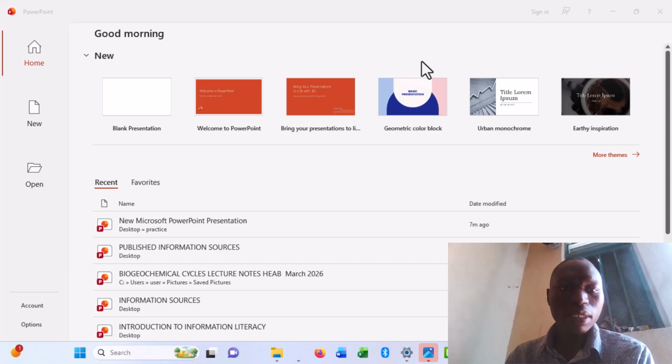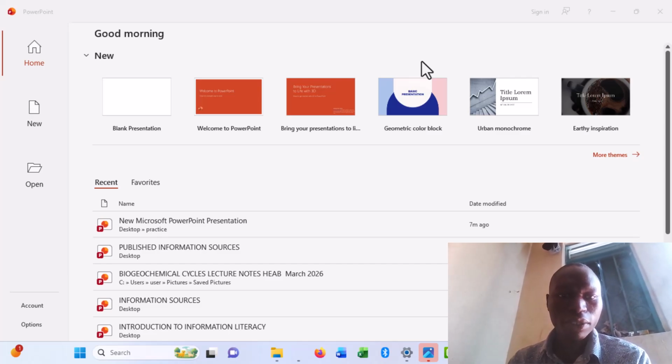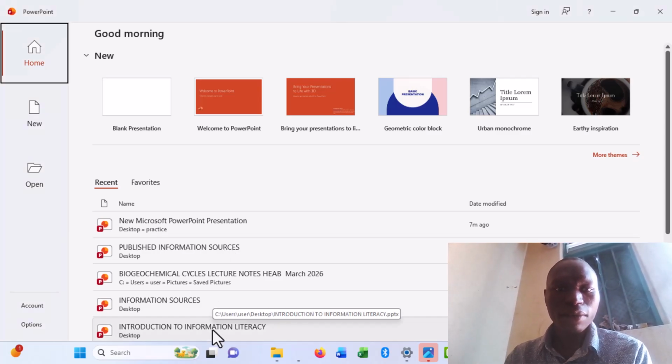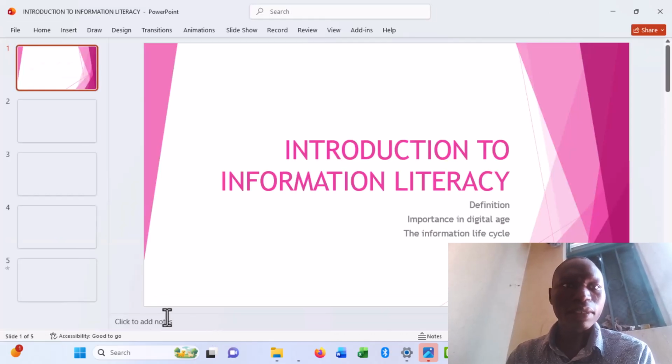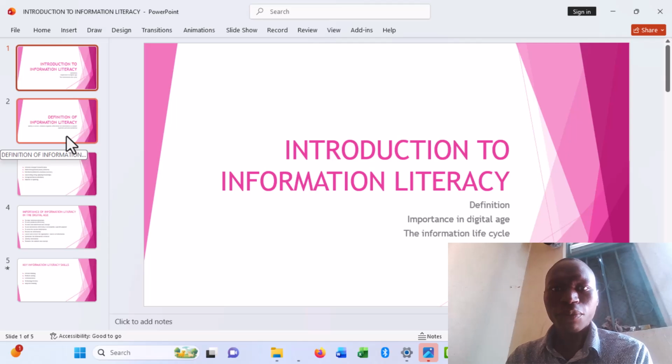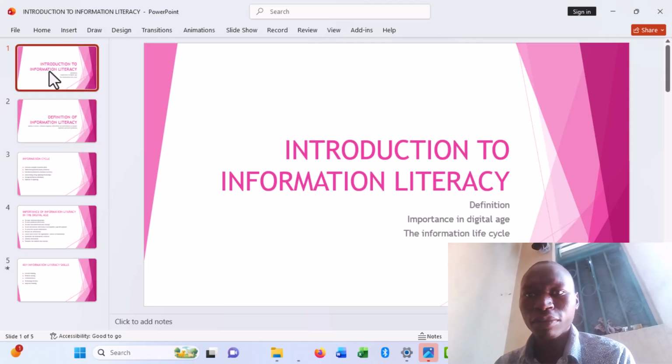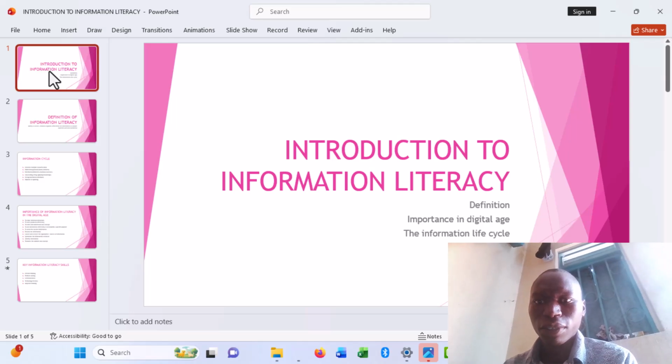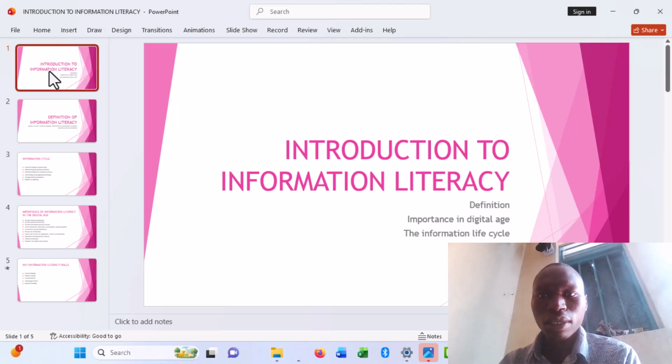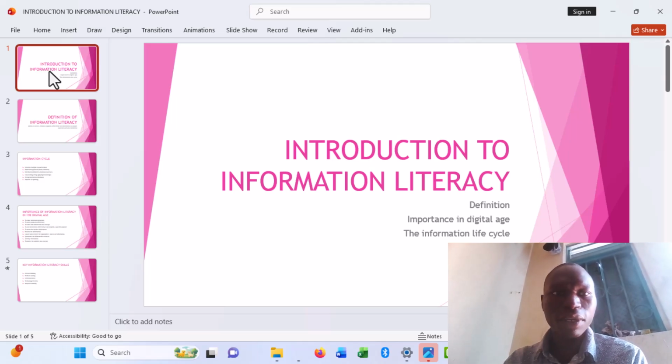We are going to look at something concerning the introduction of information literacy, and my name is Ronald Ikwaro. So this is where we're going to start from this slide that I've created. And here on the first part, we are going to look at the introduction of information literacy, starting with the definition, moving to importance in the digital age, then we are going to finalize with the information life cycle. That is on the introductory part of it.